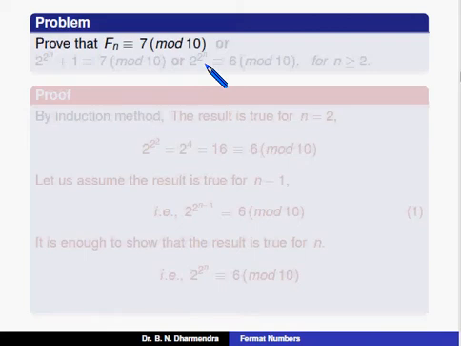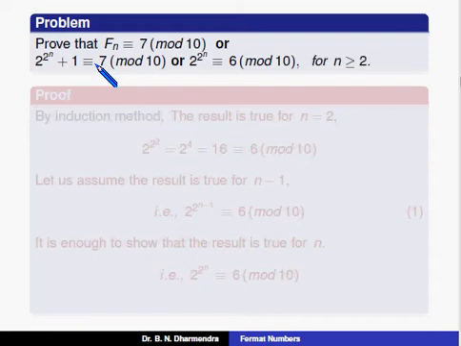Or we know that when I substitute the value of Fn here, it can be written as 2 to the power of 2 to the power of n plus 1 is congruent to 7 modulo 10. So subtract both sides by 1. It can be written as 2 to the power of 2 to the power of n, here 7 minus 1, that is 6. Or it can be written as 2 to the power of 2 to the power of n is congruent to 6 modulo 10. The condition is for n greater than or equal to 2.